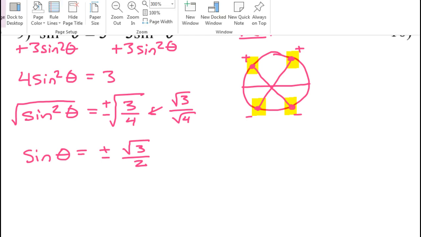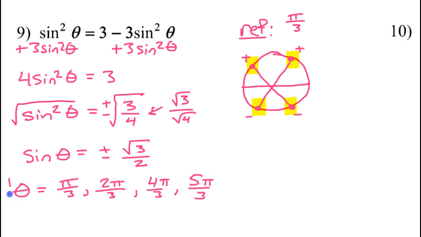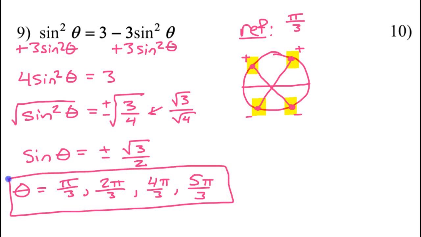So that's why the answer is going to be theta equals pi over 3, 2 pi over 3, 4 pi over 3, and 5 pi over 3. Alright, so that is the answer to number 9.